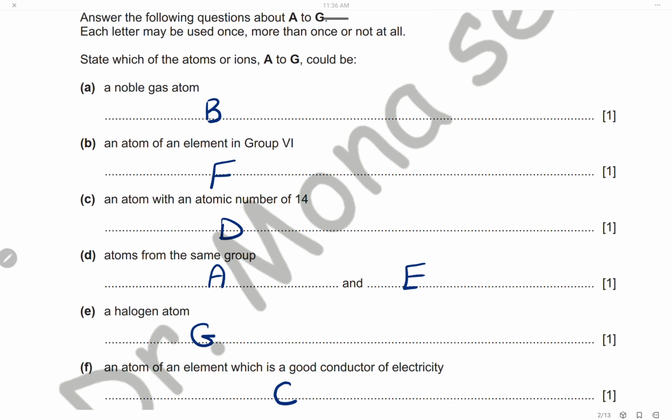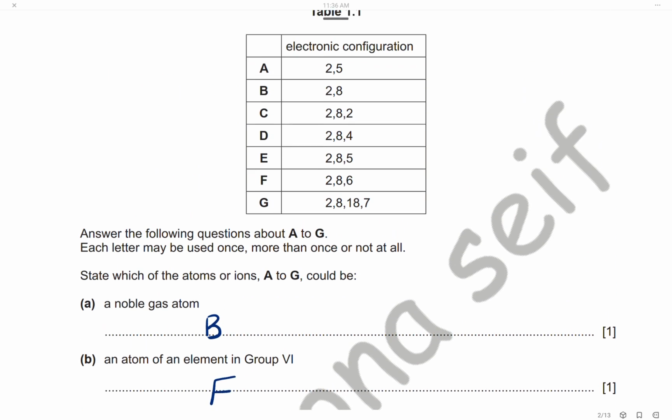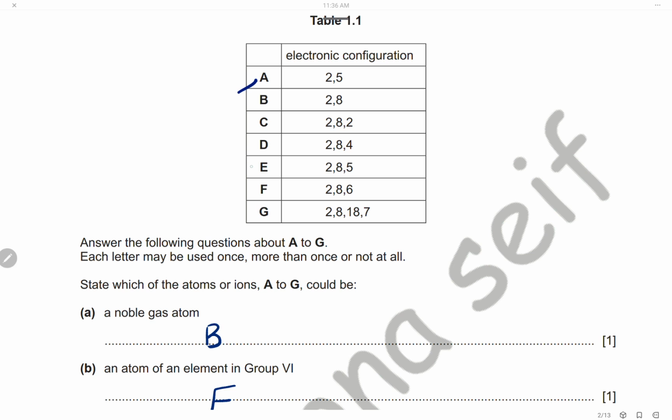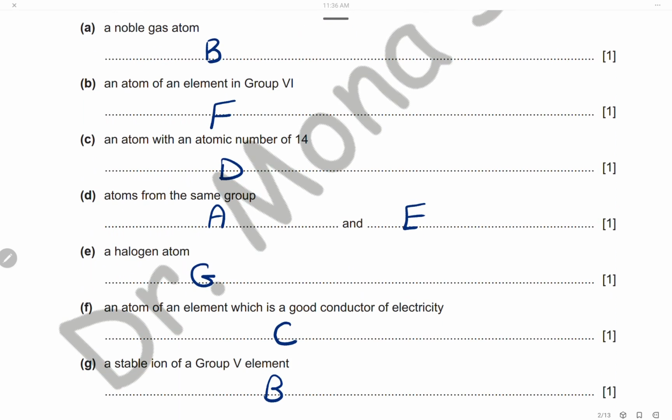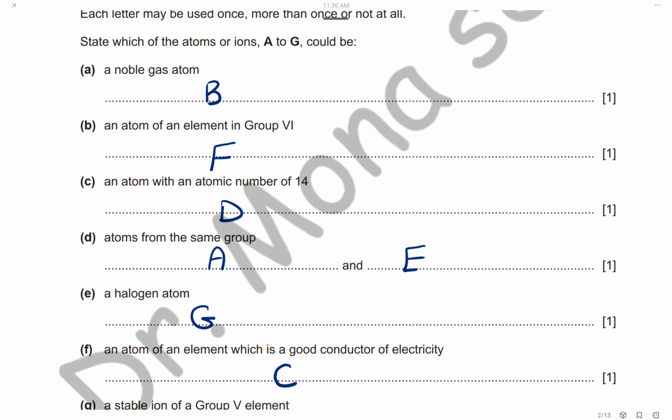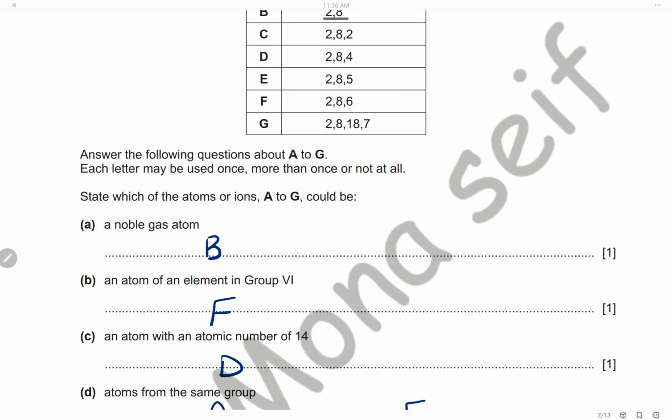Atoms which are in the same group have the same number of outer shell electrons. We have A and E with 5 electrons in the outer shell, the same number of electrons, so they are in the same group. Halogen atom: halogens are in group 7, so they have 7 electrons in the outer shell. Here we have G with 7 electrons in the outer shell, so it's a halogen.